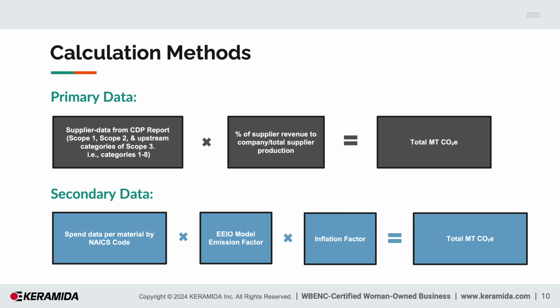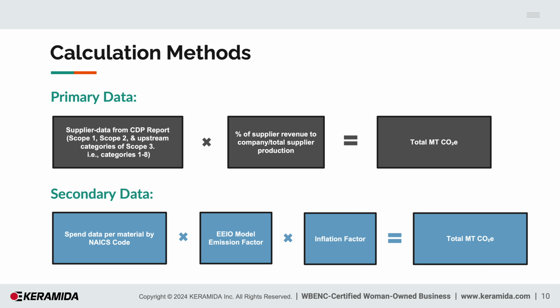And then using data that you have gathered internally, your spend data. So an exercise that clients will have to go through when they're using spend data is to map all of their procurement categories or materials by a North American Industry Classification System code, the NAICS code, because the EPA, the data set that we use is developed by the EPA, and they create emissions intensity factors by the NAICS code.